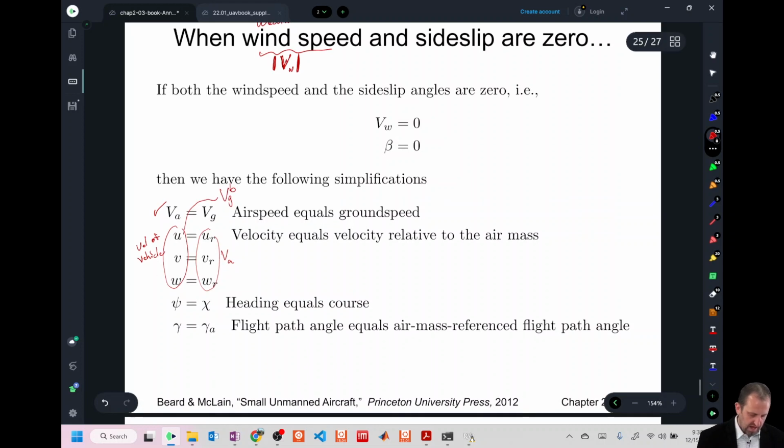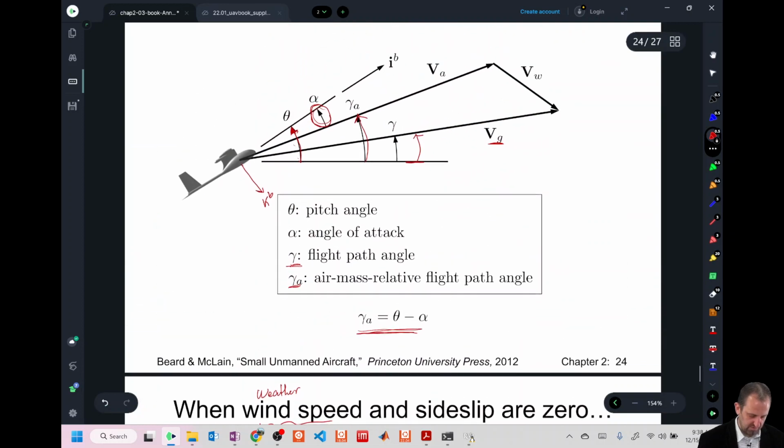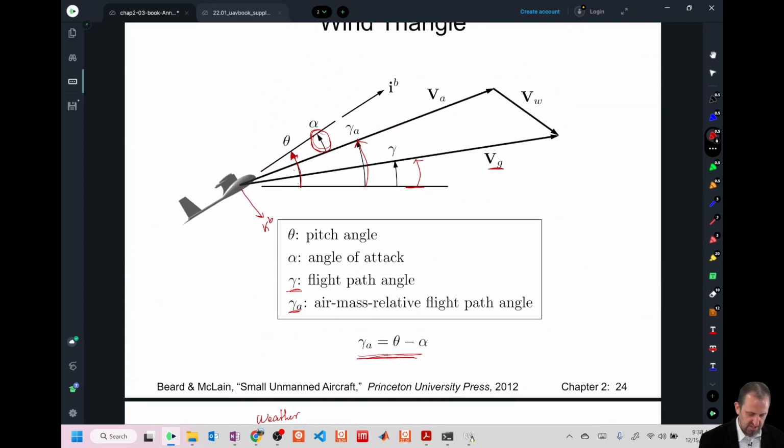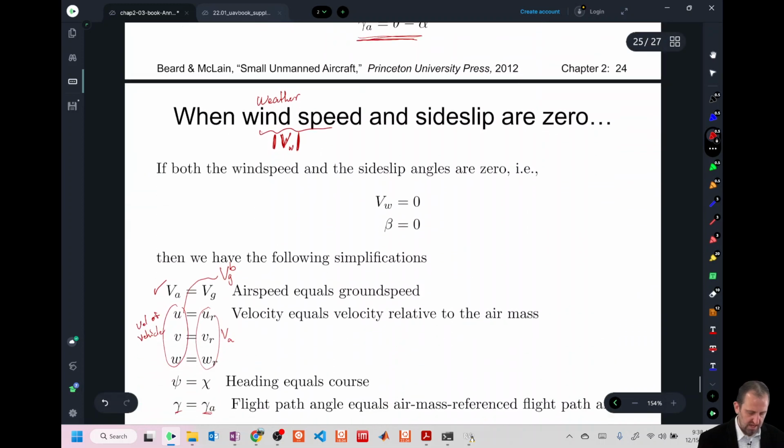So for some reason we switch that around because UVW just correspond to VGB. Okay. And our heading angle is just equal to our course angle, and our flight path angle and this gamma A are equivalent. And that's really simple because we can see that if VG is equal to VA, then of course gamma is going to be equal to gamma sub A. Okay, so there you have it.